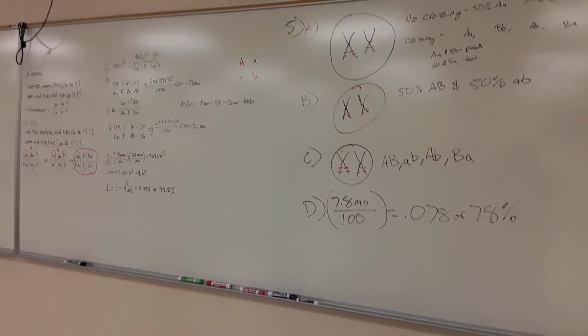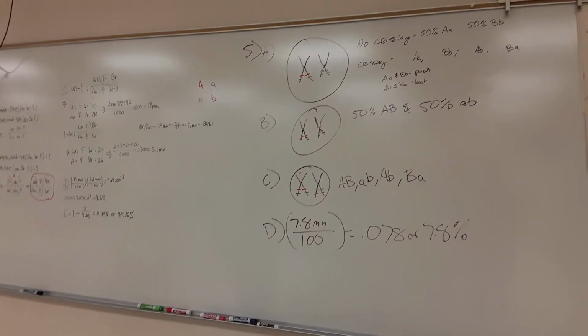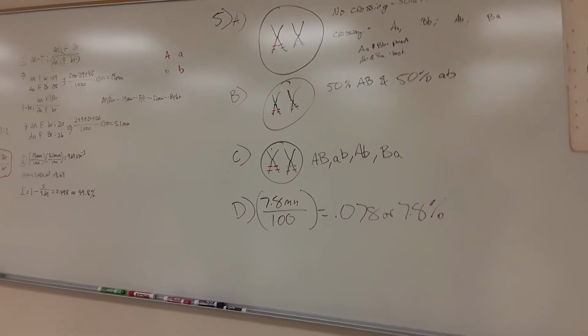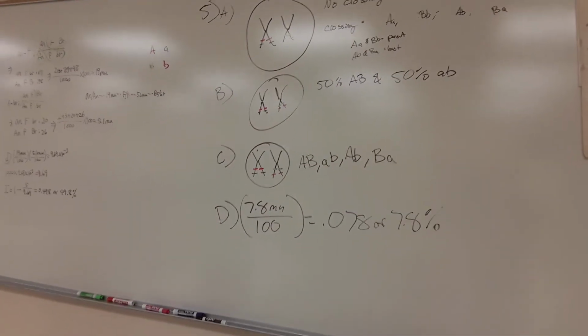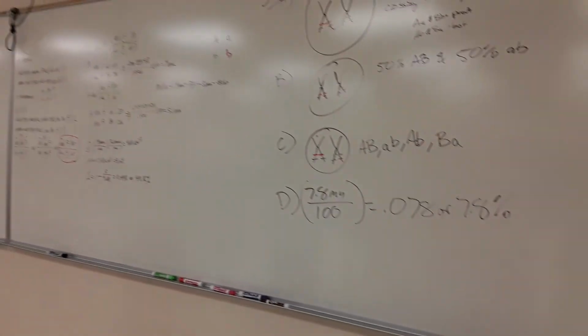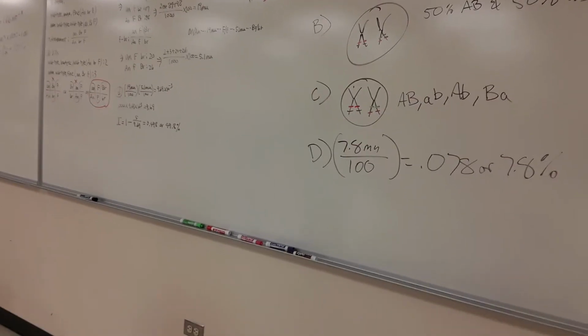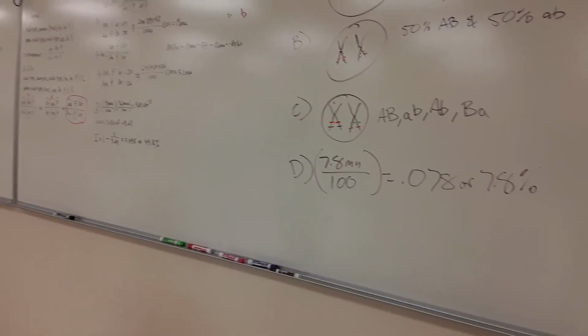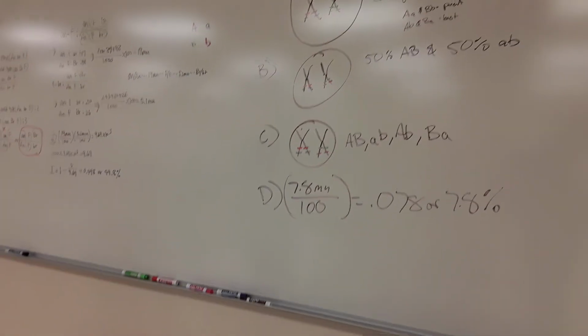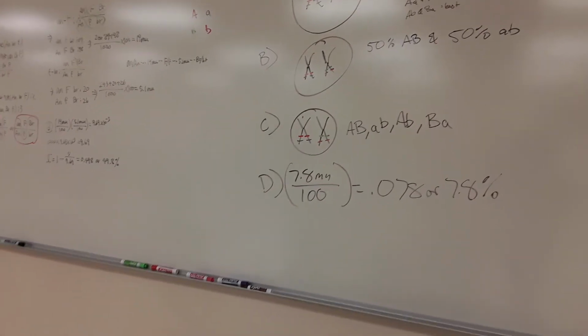Then the last part, we knew that the distance between dominant and recessive alleles is 7.8, and then we divide by 100, and then we will get the 7.8% of the frequency. Yeah, and I think that's everything. Okay. All right.